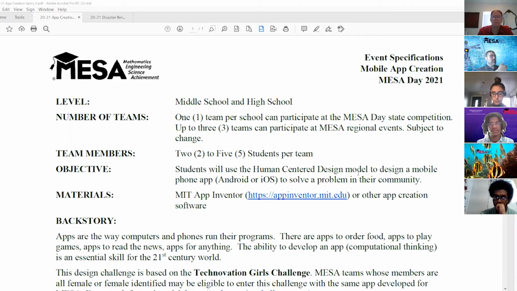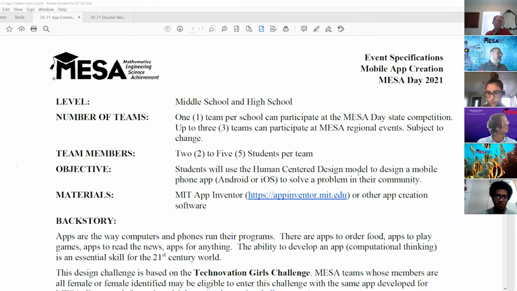You're going to be doing human-centered design, right? Which means if you don't know what that is, I need to look that up and figure out what that means, right? And we've got resources on our website about that. And you can ask MESA staff about that. Your teachers have been given information about that. And we have to solve a problem in our community, right?